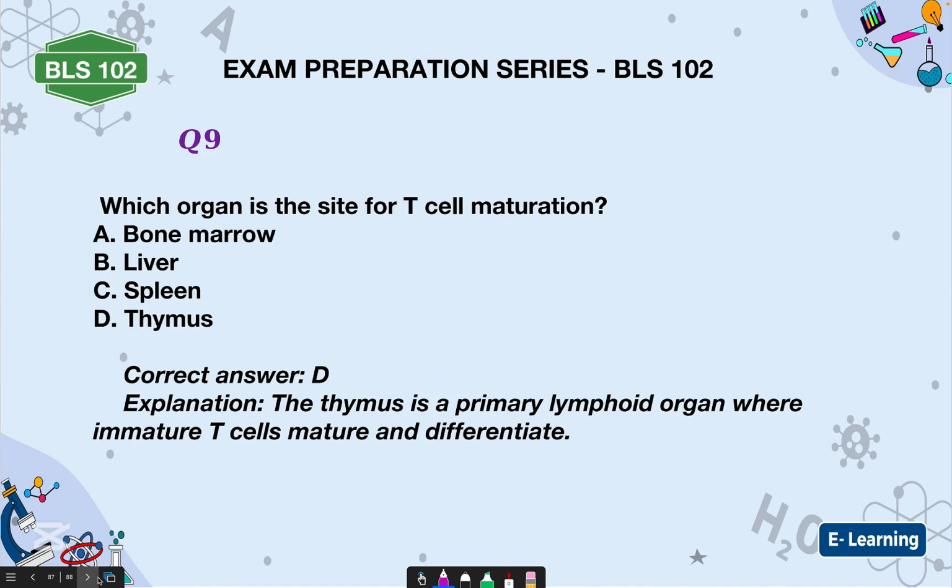Which organ is the site of T cell maturation? T cell maturation is in the thymus. While B cell maturation is where? T cell in the thymus, B cell is where? Which of the organ do you think B cell? Bone marrow, liver, and the correct answer is bone marrow. For B cell maturation, it is bone marrow. While T cell is the thymus. Are you getting it now? So that is that.